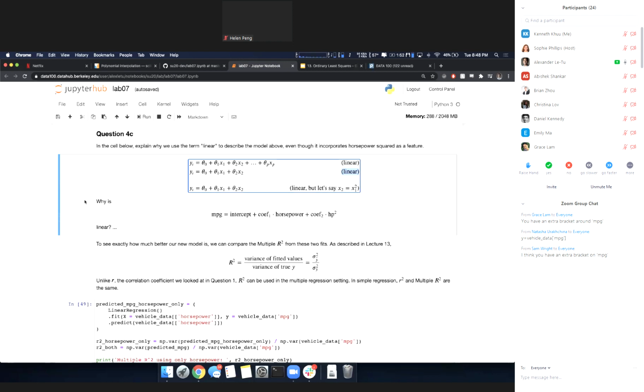So the question itself, why is the model above still linear? I've written out our model right here. Well, it's linear because for the inputs themselves, we're just trying to find the same scalar values for them. In other words, we're linear with respect to our inputs.